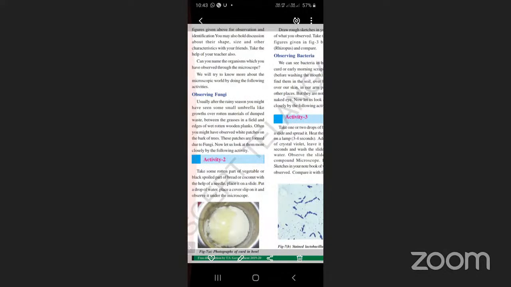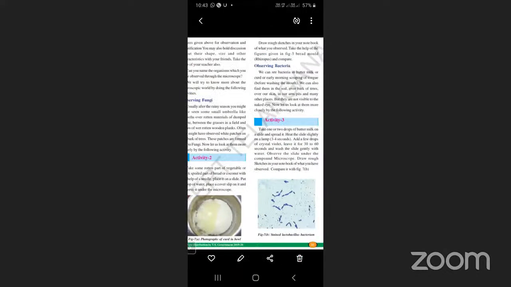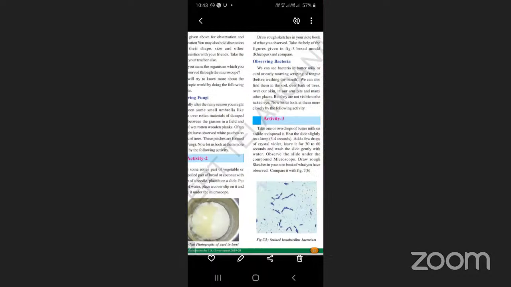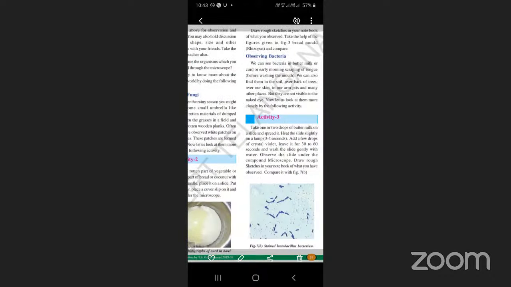See here, draw rough sketches in your notebook of what you observed. It is very, very important. Once again, I am reminding you. Compulsorily, you have to maintain an observation book. While you are observing, you have to draw a rough sketch of what you have observed under the microscope. By drawing this rough sketch, there is a chance to compare with a textbook figure, and with the help of this, we can find out the labelings.